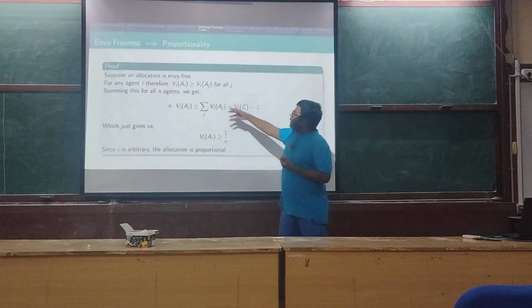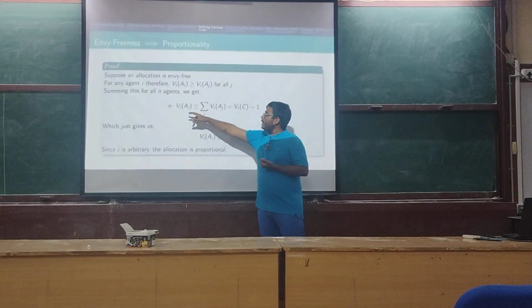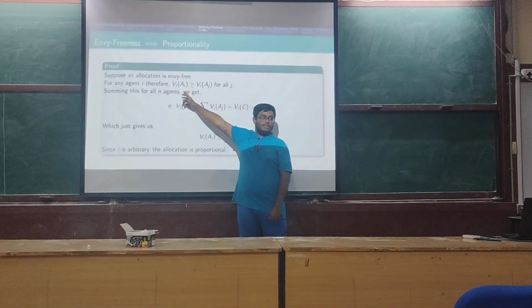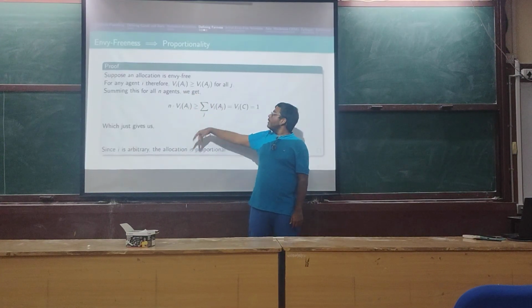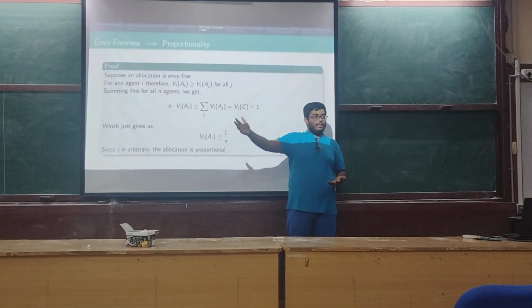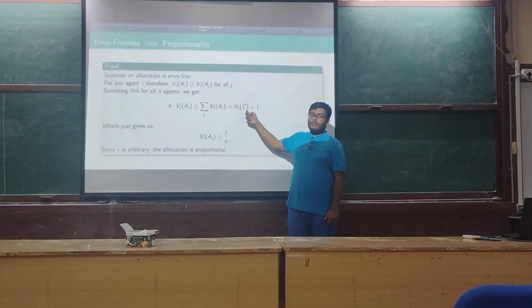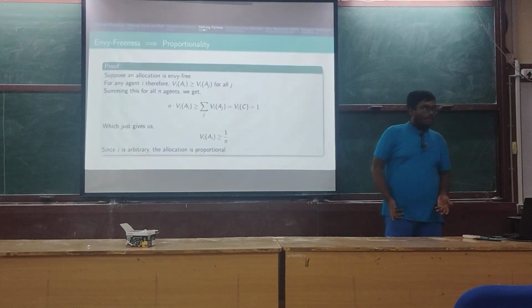Now I can take a sum over all of the j. Okay, so what would I get? This stays the same because it has no j's, so this is n times v_i(A_i), and this one is a sum over j, where j ranges over all of the agents, so that will be v_i(C), which is 1. So n times v_i(A_i) is greater than or equal to 1, and then we are done.